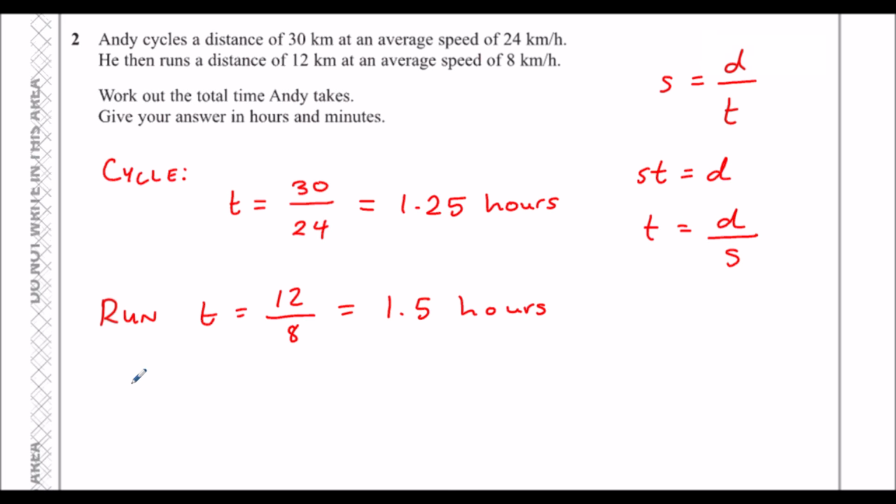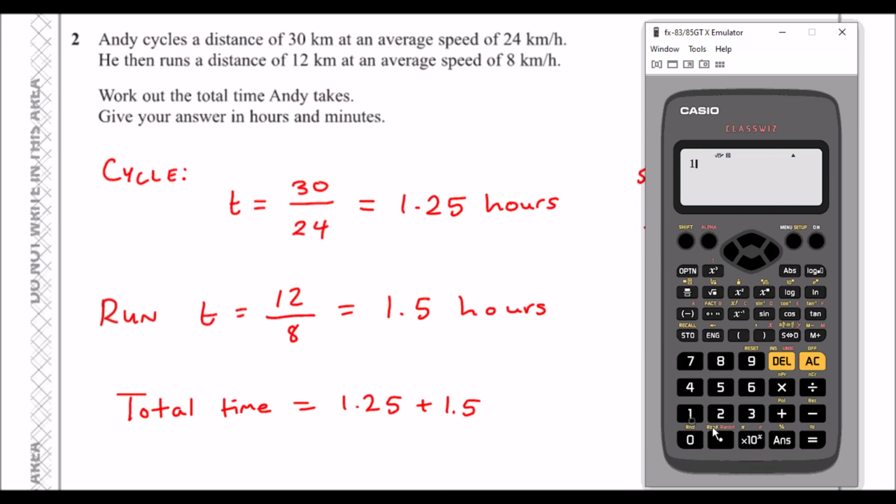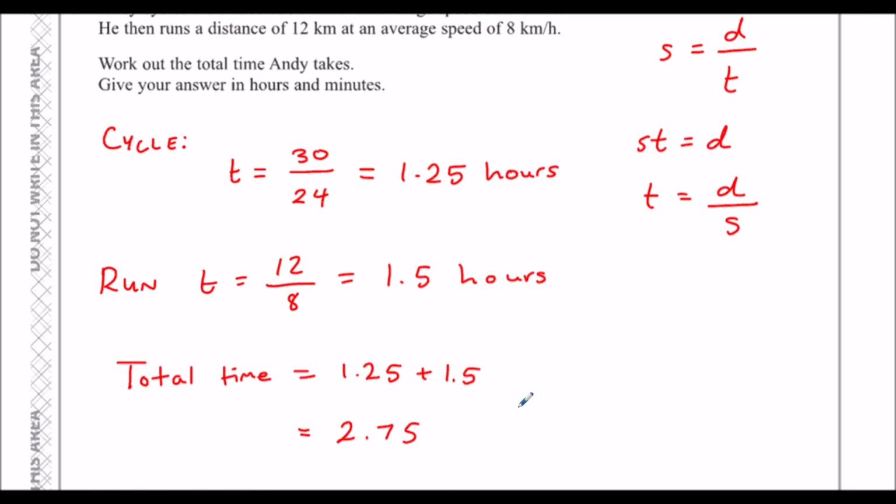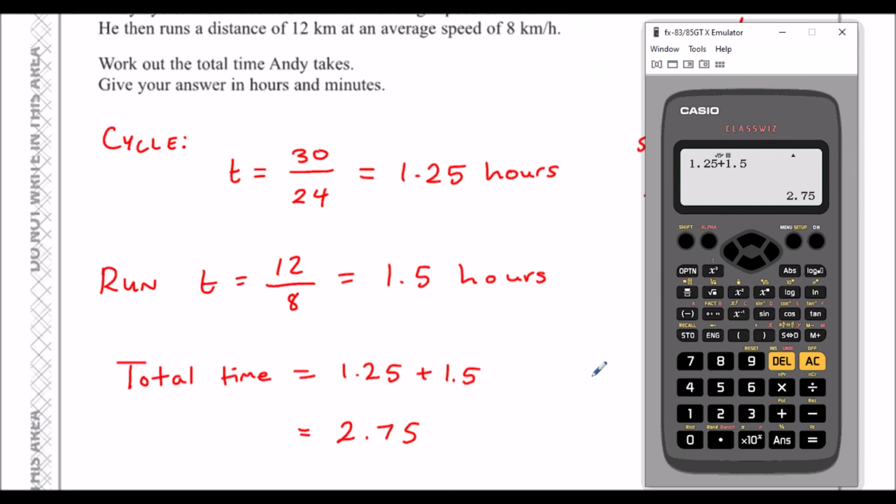So in total, the total time is 1.25 plus 1.5, which is 2.75 hours. We want it in hours and minutes though. So let me just write 2.75. 0.75 is 3/4. So it's 2 hours plus 3/4 of an hour, which is 2 hours and 45 minutes.